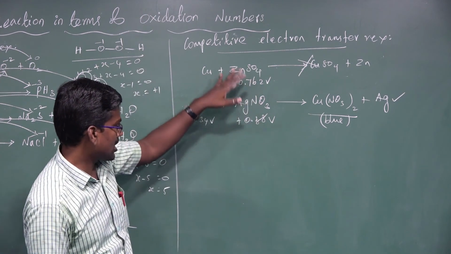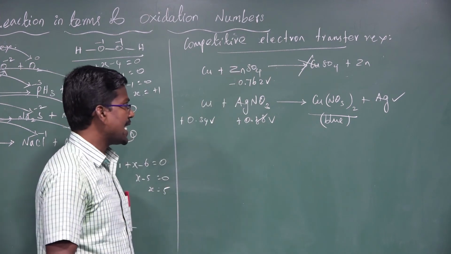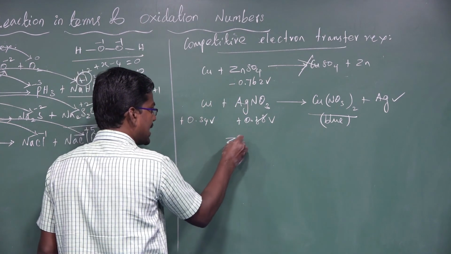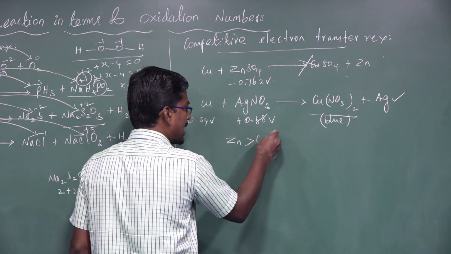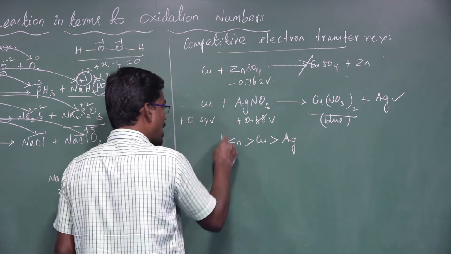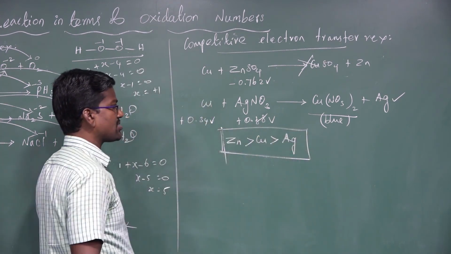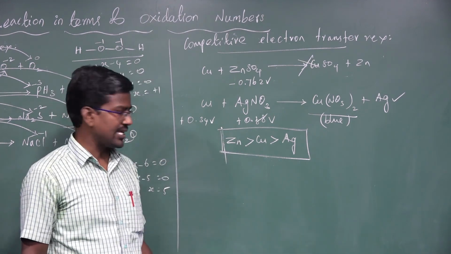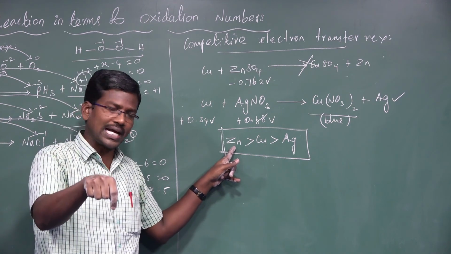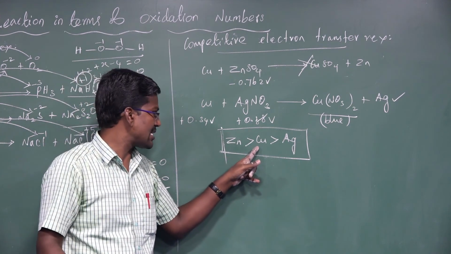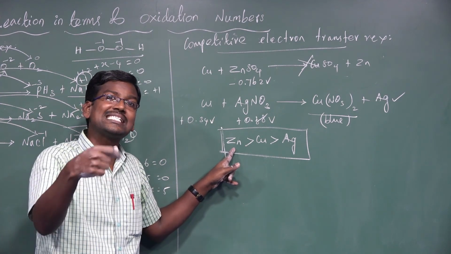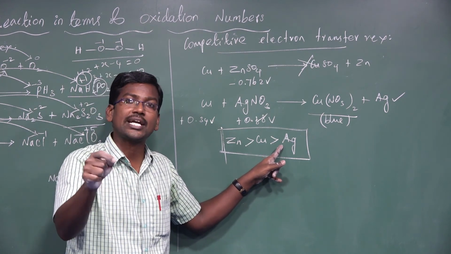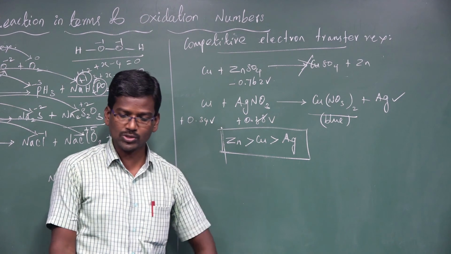So from these two equations, we can conclude that the tendency to release electrons is in this order: zinc metal is greater than copper metal, which is greater than silver metal. Based on these equations, the activity series can be created. According to the activity series, zinc is more reactive than copper, and copper is more reactive than silver. Zinc has a strong tendency to release electrons, then copper, then silver has a strong tendency to accept electrons. Okay students, today's topic is over.